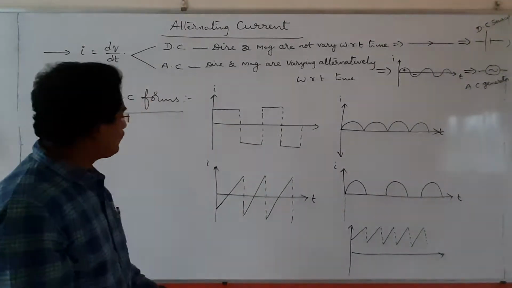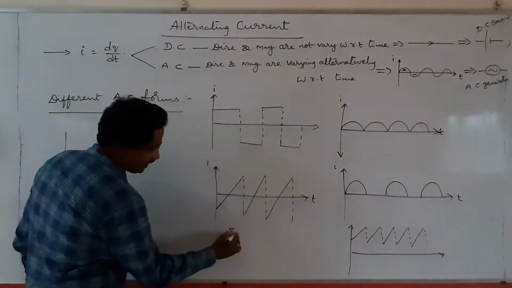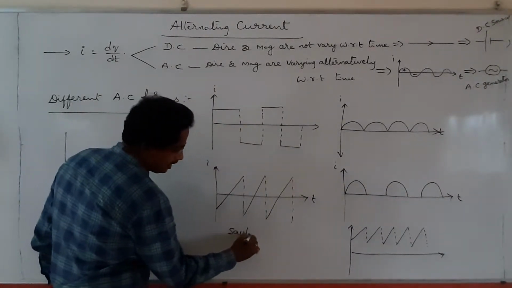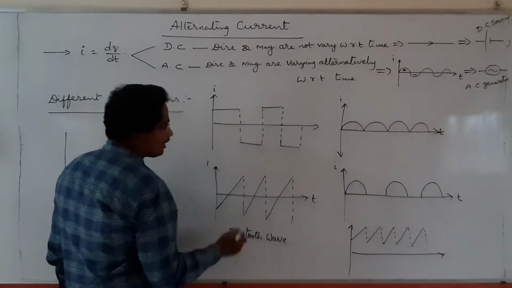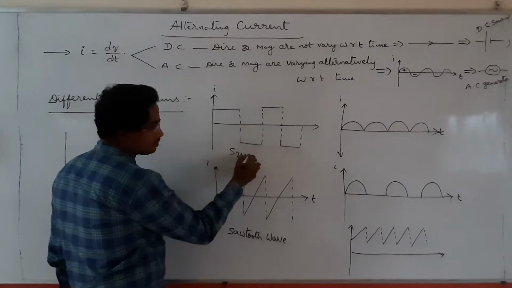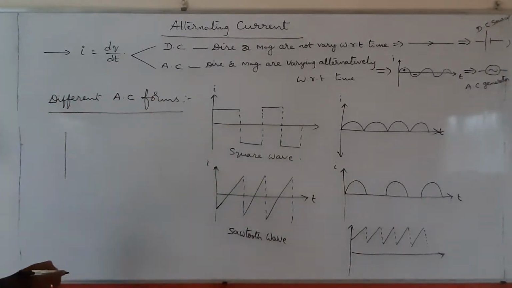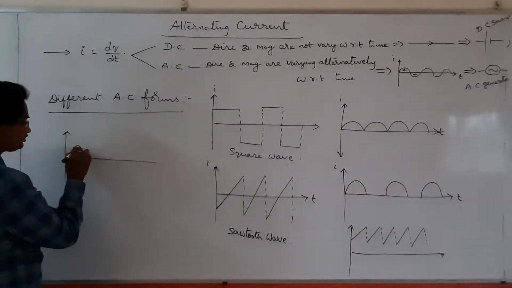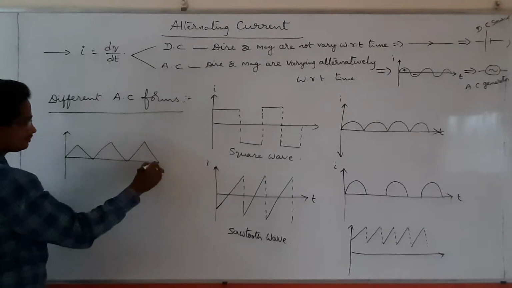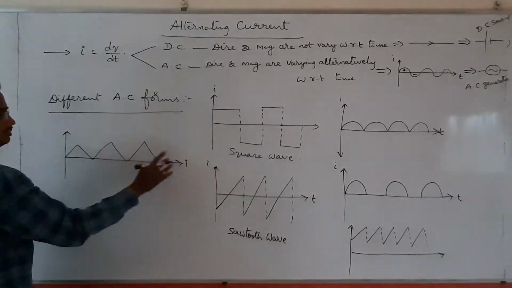You may also represent it with a triangular waveform. This is called a sawtooth wave. What do we call it? A sawtooth wave. And a square wave. And also it may be represented with a triangular wave like this. This kind of current is also alternating current.